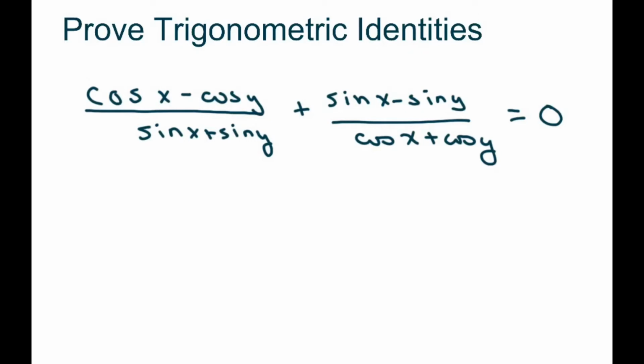Hi everybody. We're going to prove this trigonometric identity, and basically it's saying that this left hand side here is supposed to equal the right hand side, and that's supposed to be equal to 0. If that's the case, that means our numerator must equal 0. So we don't want to worry so much about the denominator, but just worry about the numerator.